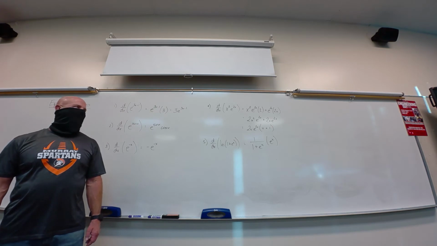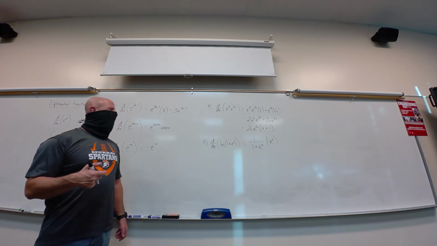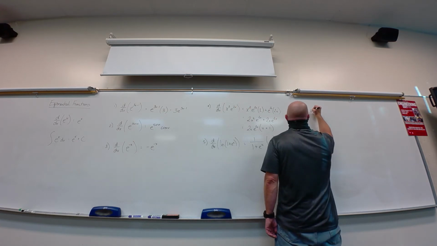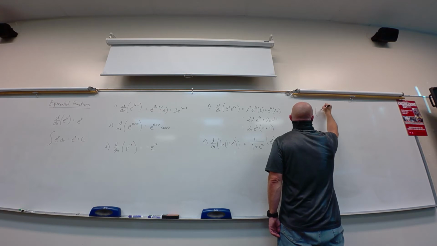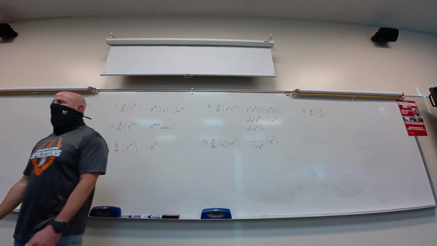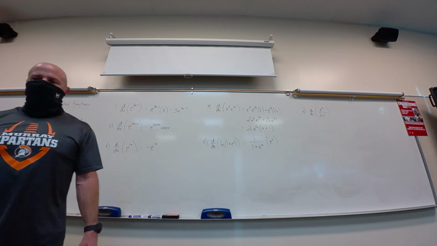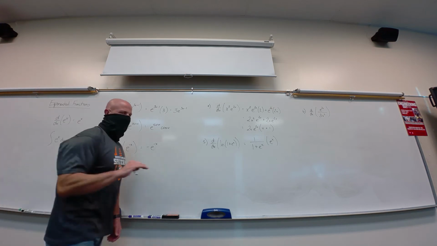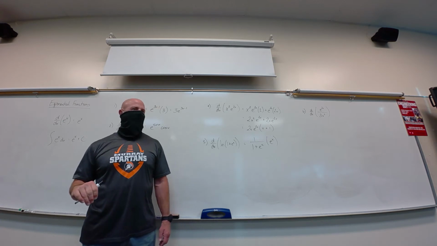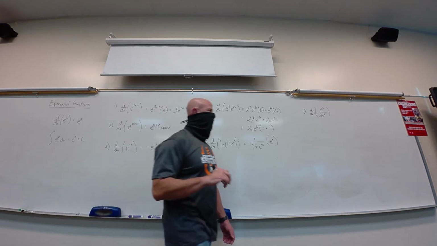Let's see, we've had power, chain, product. Let's get a quotient up here. Let's go e to the 2x over 3x squared. The quotient rule, you can see the division. So our old quotient rule was bottom, derivative of the top, minus top, derivative of the bottom, over the bottom squared.